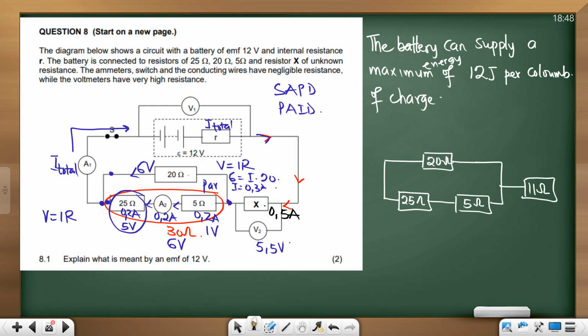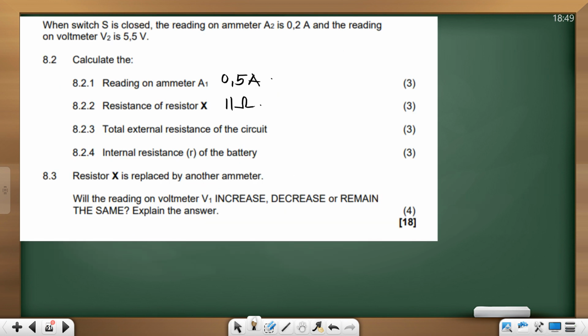Wait, let's go back to what we said earlier on. What is the current flowing through the 20 ohms? What is the current flowing through the 30 ohms? 0.1, with the higher resistance having the lower current, confirming that they are inversely what? Proportional. Sweet. Come on. Calculate the internal resistance of the battery.